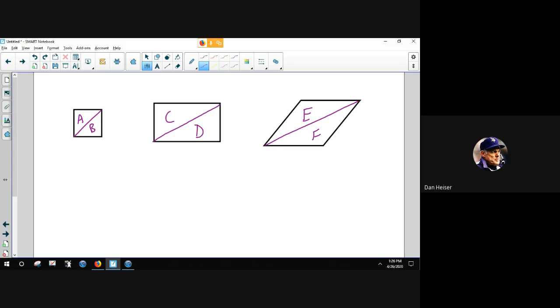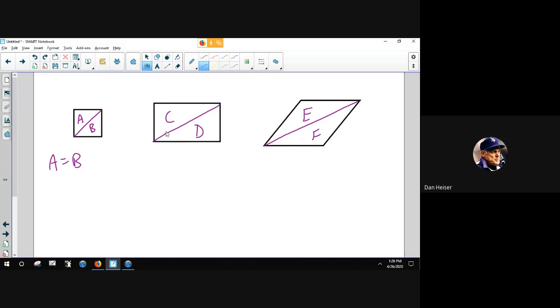Start with the square. I know that all four sides are equal. And I know that this side is shared between the two triangles. So this triangle is the same as that triangle.